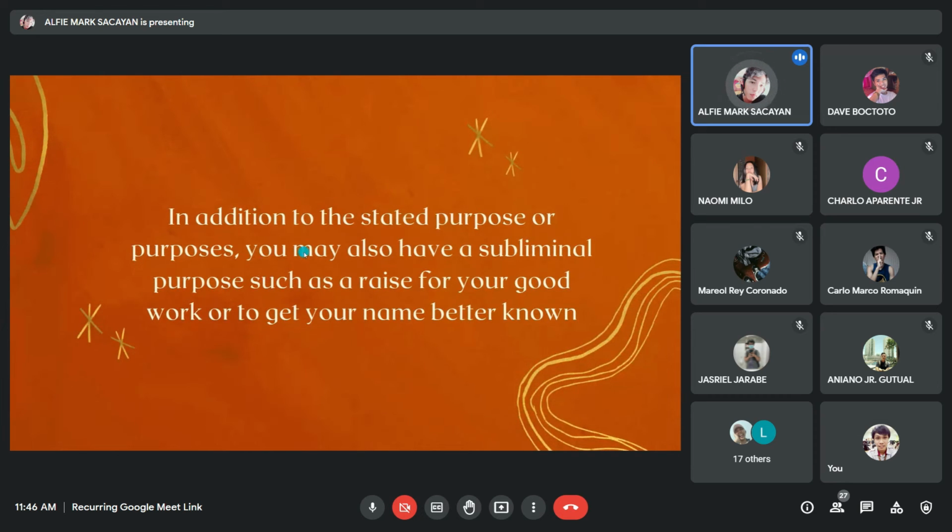Then, in addition to the stated purpose or purposes, you may also have a subliminal purpose, such as a desire for your good work to get your name better known. So, this word subliminal means relating to things that influence your mind in a way that you do not notice. So somewhat if you create the purpose of your document, you try to influence your readers in a way that they do not notice it.